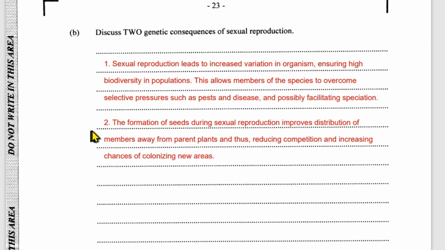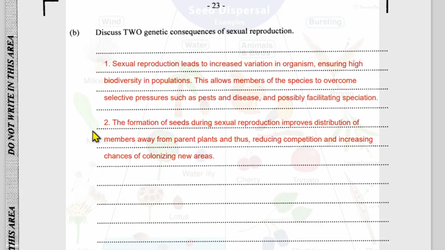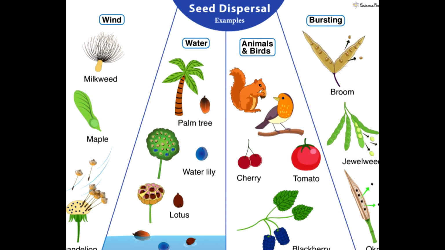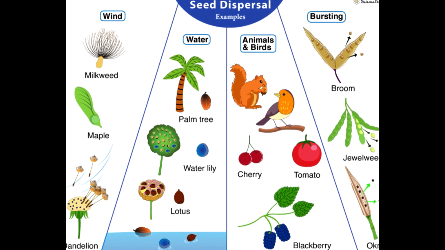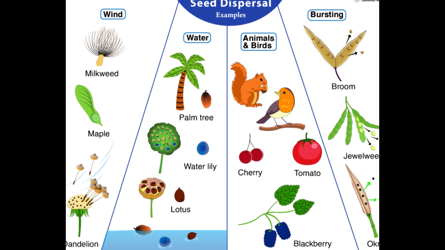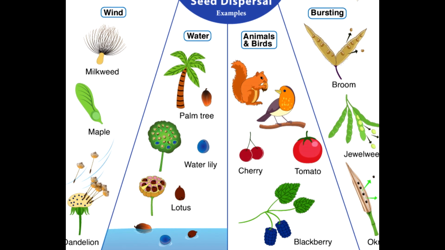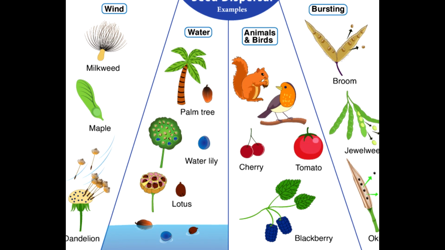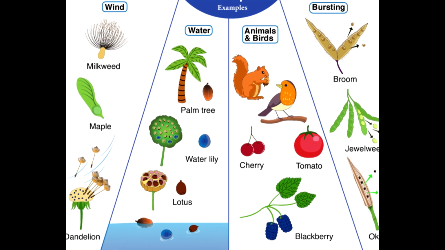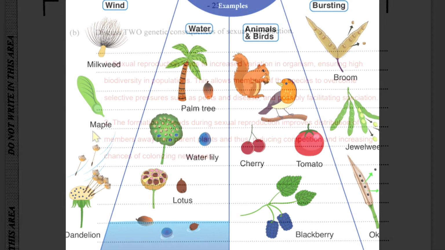2. The formation of seeds during sexual reproduction improves distribution of members away from parent plants. So we know that there's seeds that can be transported very far from the parent plant. For example, seeds that have parachutes and are transported by wind, or seeds that are buoyant and can be transported by water, or seeds that can be eaten by birds and transported very far away from their parent plants, where the seed could be broken down in the digestive system of the animals or the birds.